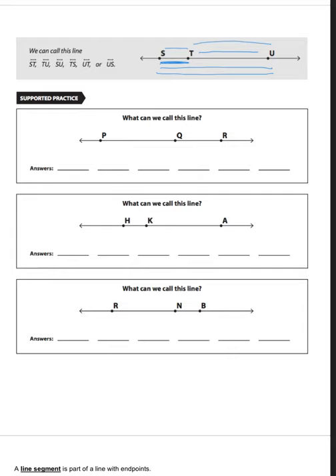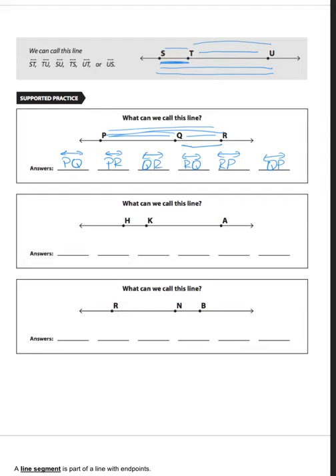Now let's take a look at the supported practice. We're going to do a couple of these together. Looking at this first one, we could go from P to Q, so line PQ would be an answer. We could go from P to R, so PR would be an answer, or we could say line QR. Now we just said that we could also go backwards, so we could go RQ, we could go RP, or we could say QP.